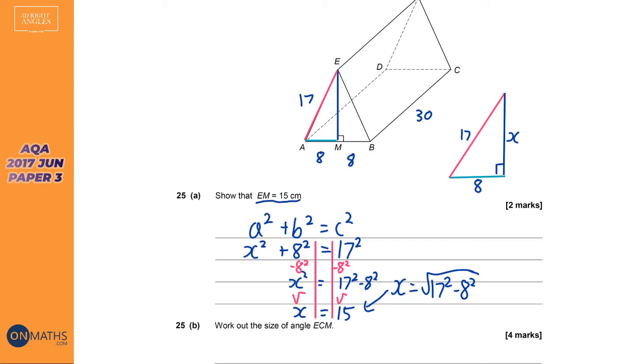The next question will ask us for angle ECM, so we need to create a triangle for ECM. So let's draw a line from E to C, and then another line from C to M. Now, looking at that triangle, we're missing 2 lengths. So we haven't got EC or MC. We do have EM from the previous question, which is good. So we know that that is going to be 15.